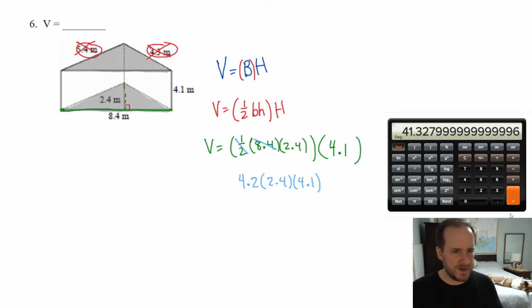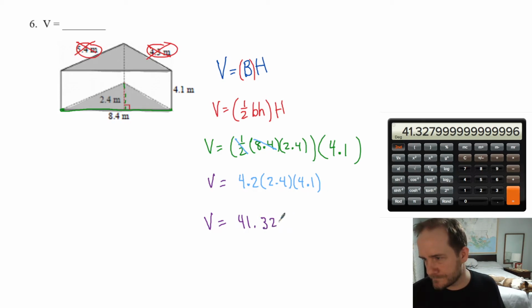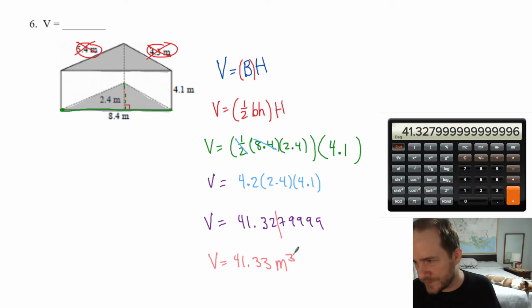So 41.327 blah blah blah. So this is a good opportunity to remind you that I want these things rounded off. So it's 41.3279999. Alright, so if I'm rounding to 2 decimal places, then you just look to the third place. If it's 5 or more, then you're rounding up. So we are clearly rounding up. So you better give me 41.33. And you better remember to tell me, not that it's meters, but that it's cubic meters.